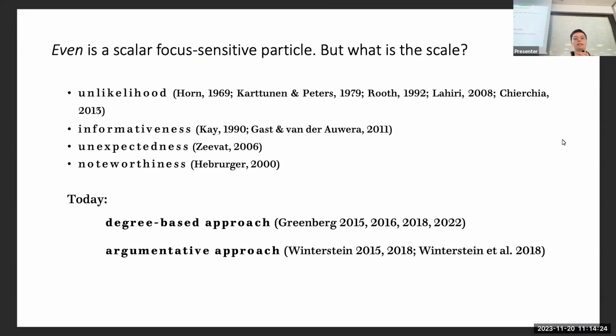So "even" has been analyzed as a scalar focus-sensitive particle, but there has been a lot of debate about the scale that "even" operates on, and some people claim that this is likelihood, informativeness, unexpectedness, noteworthiness, etc. But today in my talk, I'm going to compare two recent approaches to the analysis of "even": the degree-based approach by Greenberg and the argumentative approach. First, I'm going to introduce both accounts separately, and second, I'm going to compare them in order to eventually argue in favor of the argumentative approach, for the reasons that I'm going to explain later.